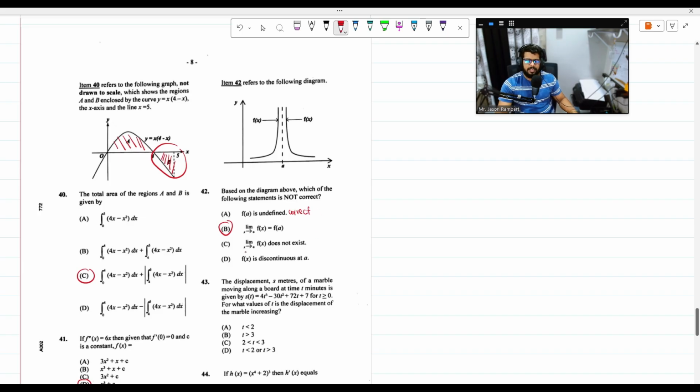The limit as x tends to a of f of x does not exist. This is also correct. That is true. f of x is discontinuous at a. It is discontinuous at a, so this is also correct. So the only incorrect one is B.